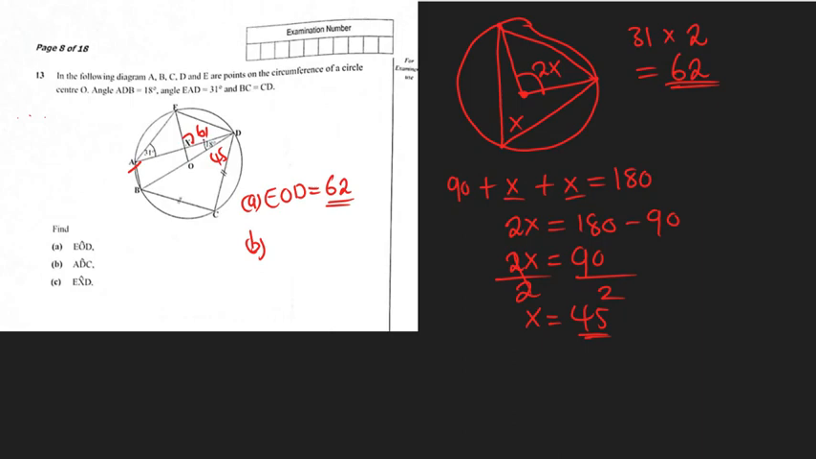Yeah. So, this whole angle is what they want us to find. So, we have 18 already here, plus 45. That gives us ADC. Okay, so 18 plus 45 is 63. Okay, we find the last one, EXD.